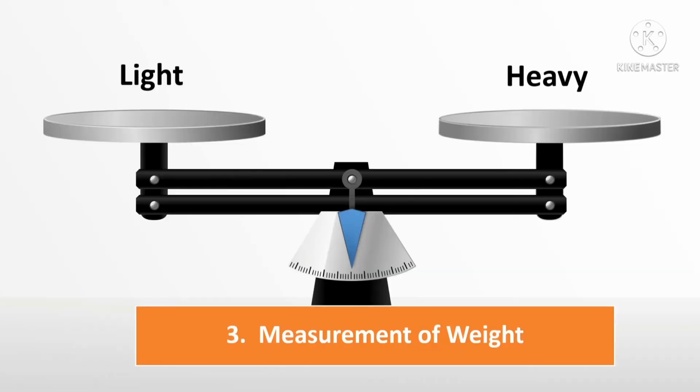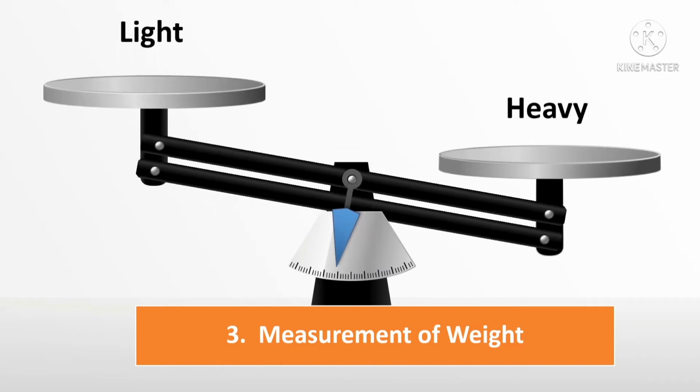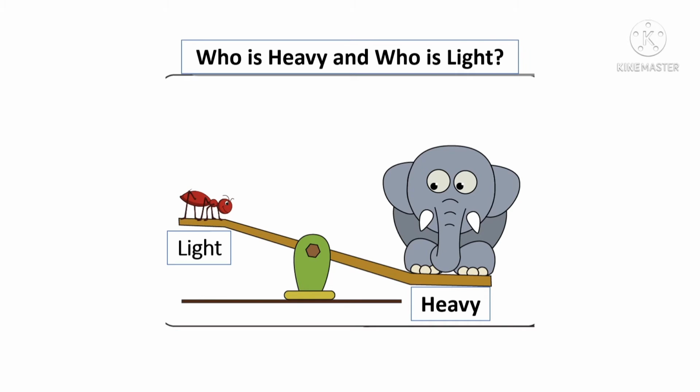The next topic for today is measurement of weight. Here we find out which object is light and which is heavy. When we put two objects in a scale and measure it, the heavier one will come down and the lighter one will move up. Let's look at these examples.